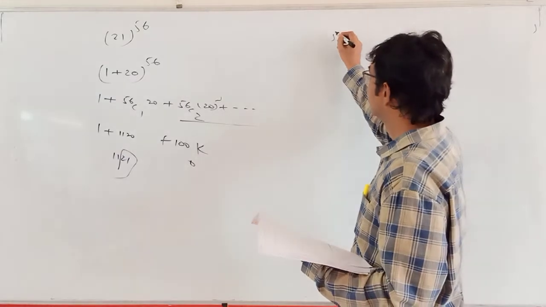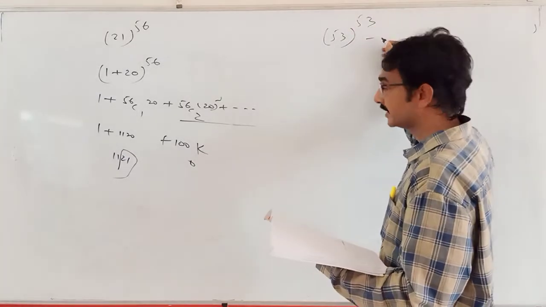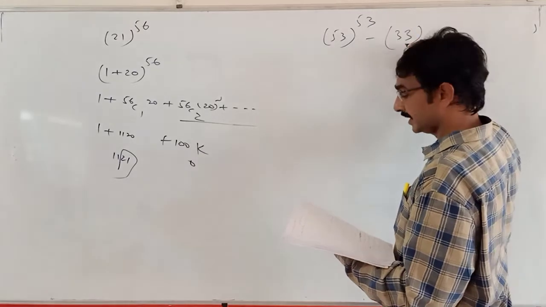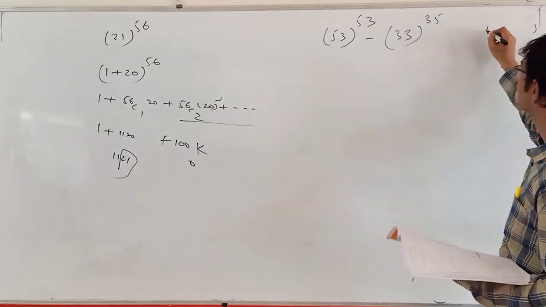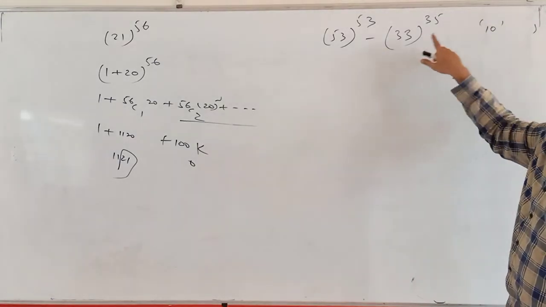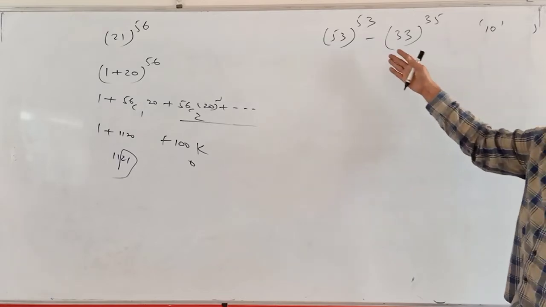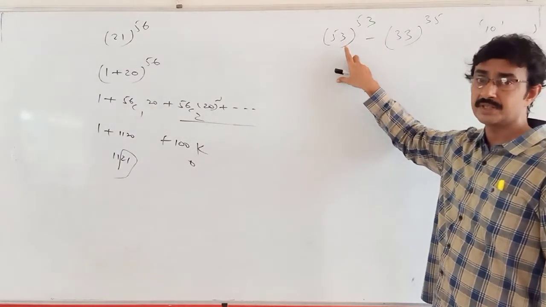Remainder of 53 whole power 53 minus 33 whole power 35 when divided by 10. The remainder of this one when divided by 10 is nothing but the last digit of this number. So I am finding the last digit.